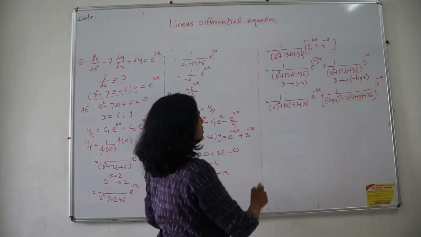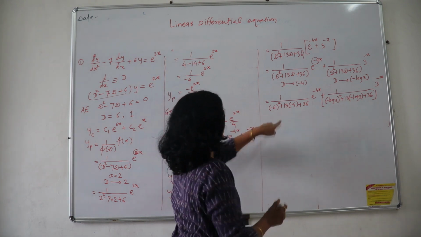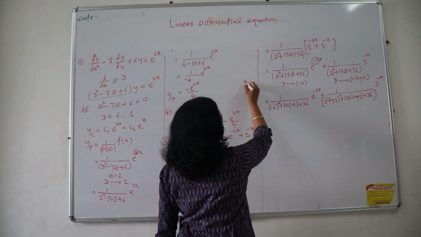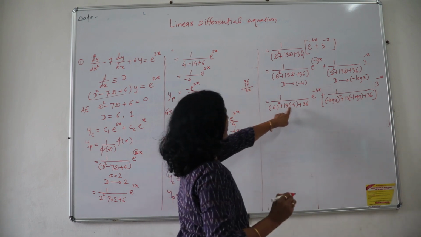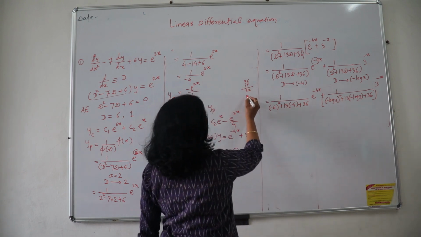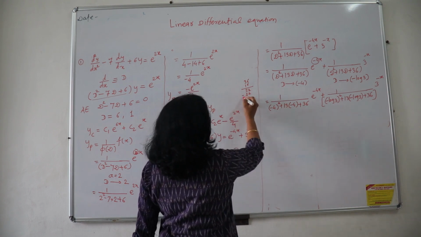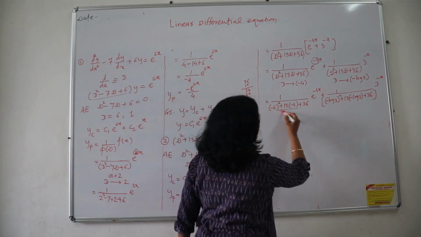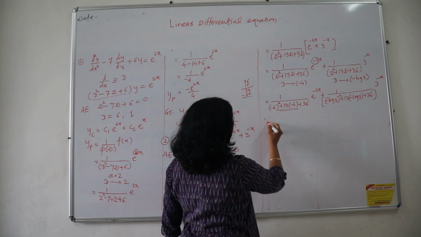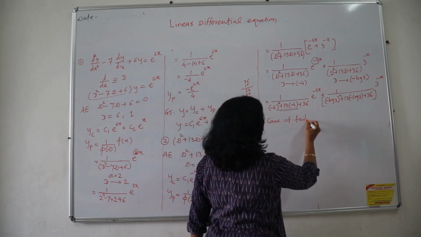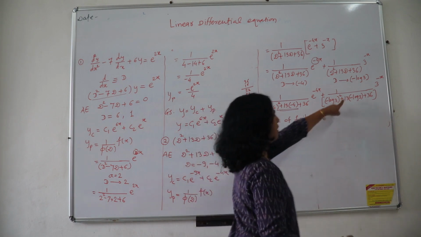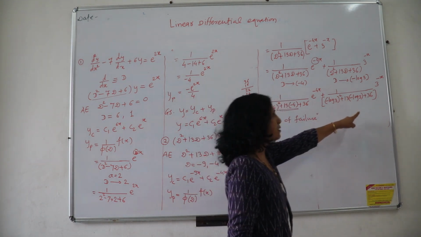Clear? Now if you simplify this, you can check here: 4 square is 16, so this is 36 plus 16, which gives me 52, and 13 fours also give you 52. So plus and minus, this denominator is becoming 0, and here I have to mention this is going to be the case of failure. But there is no problem for this part.